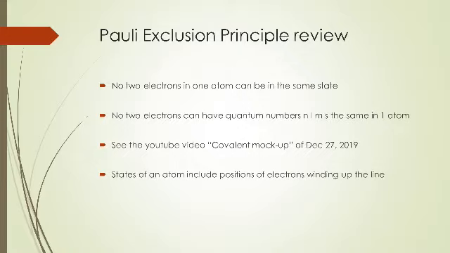Now, the states of an atom include the positions of electrons winding up the line. So I'm going to go back to the camera here and show you some things winding up on ropes, which is a mock-up of reality and accurate in some ways. So imagine at the top of the ceiling is a nucleus, and hanging down are two lines to two electrons. While I'm setting it up, I'm going to start a little video for you.